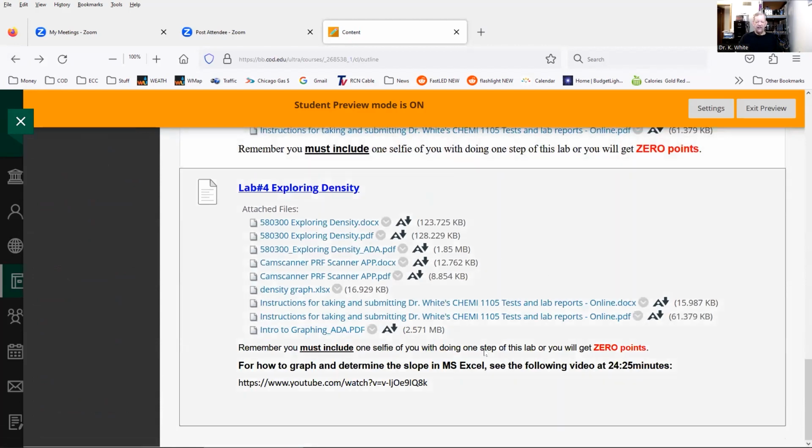And if you notice today's lab, which I'm going to go through in about 30 seconds, exploring density. Remember, you have to do a selfie. And here, for how to graph and determine the slope in Microsoft Excel, see the following video. I'm going to show it to you again today, but don't forget, if you need to see that again, there's the link. All right, let's get to work and talk about today's lab.